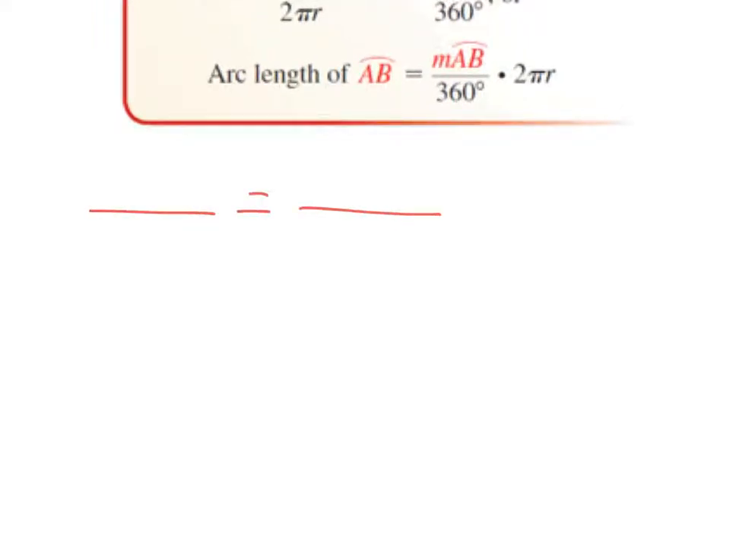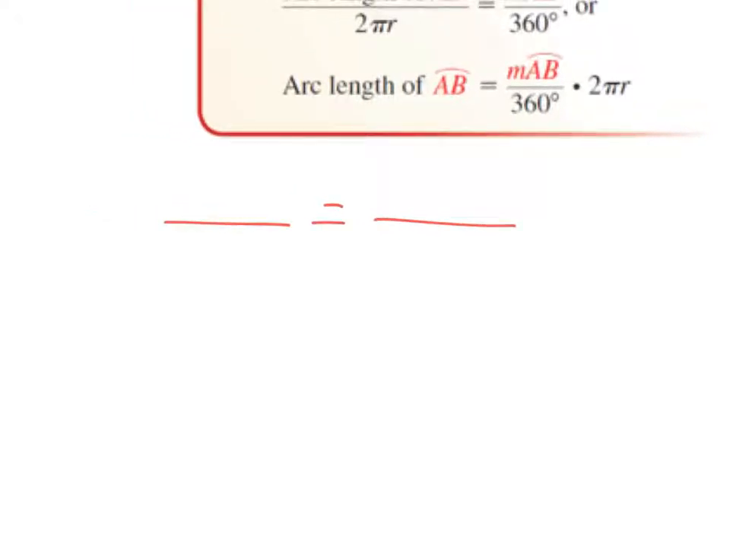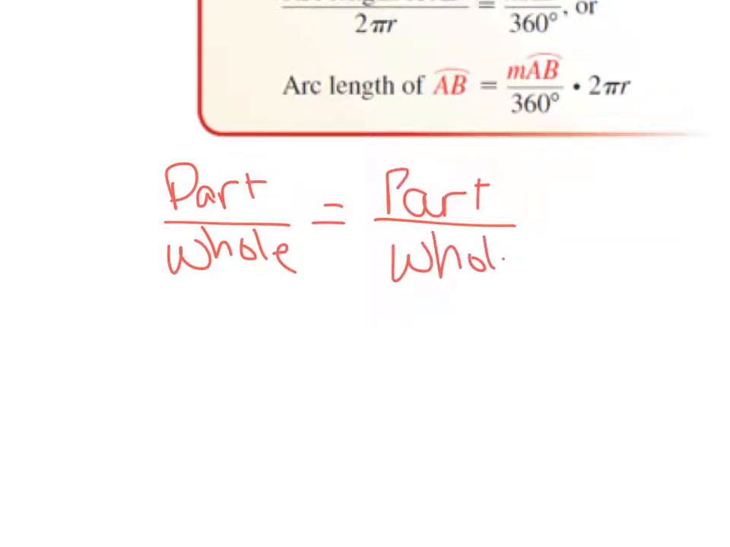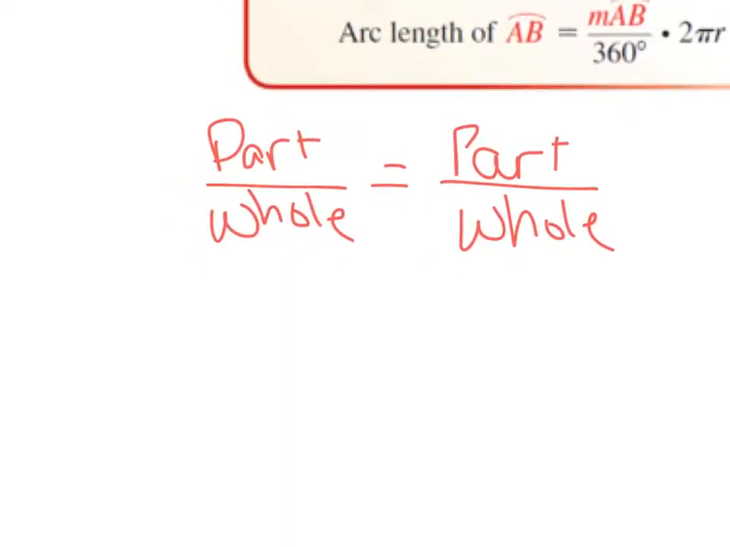We've done lots of proportions this semester in geometry. So I like to think of my proportion as part to whole, and we'll talk about what the part is and what the whole is here in just a second. Part to whole equals part to whole. Remember, if we're doing proportions, we need to have everything line up correctly. On one side of my proportion is going to be my angles. Okay, so this side over here, that's going to be my angle side.